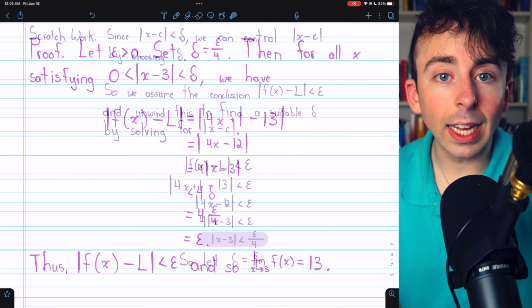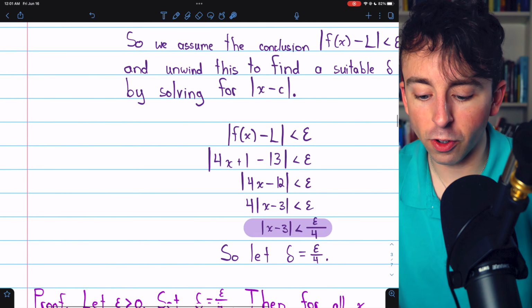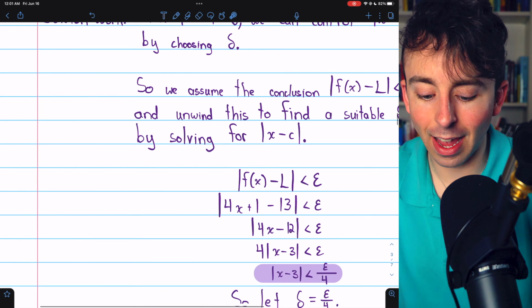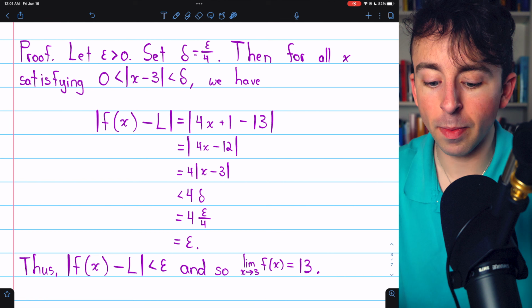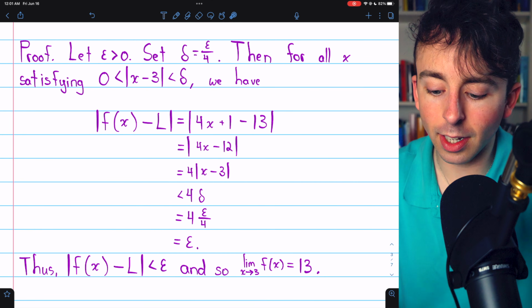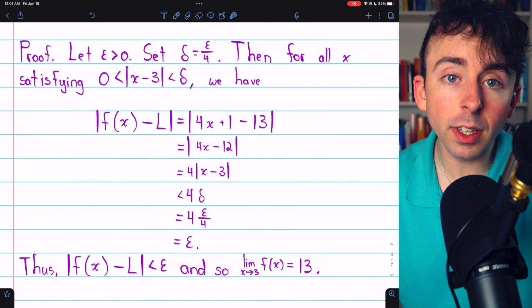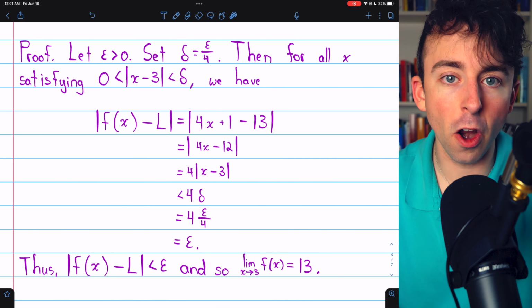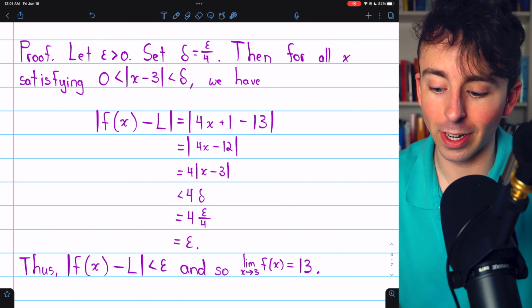Let's see the proof. Again, this is the formal epsilon-delta proof that the limit of our function, the function 4x plus 1, has a limit of 13 as x approaches 3. And here's the proof based on our scratch work. We begin with an arbitrary epsilon greater than 0. We set delta equal to epsilon over 4. Notice that outside of the context of our scratch work, this value for delta kind of comes out of nowhere. However, we did the work, we know where it comes from, we know that it's all going to work out.